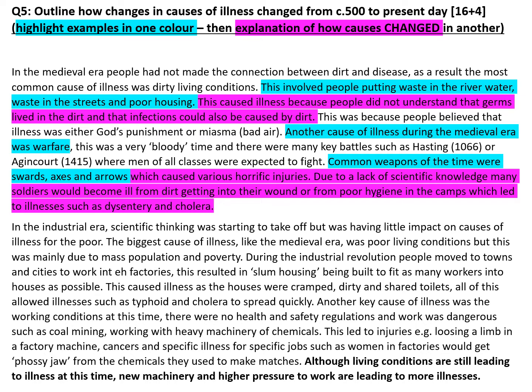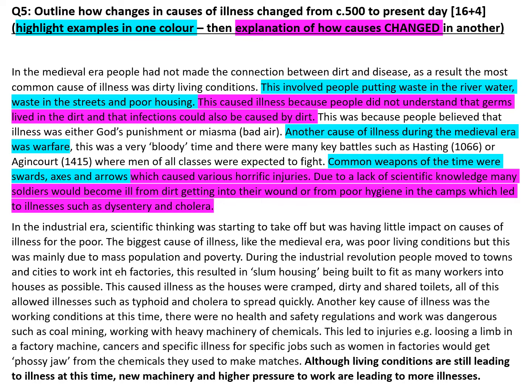Again, context, detailed facts. Common weapons of the time were swords, axes and arrows, which caused various horrific injuries. Due to the lack of scientific knowledge, many soldiers would become ill from dirt getting into their wound or from poor hygiene in the camps, which led to illnesses such as dysentery and cholera. So I've given 2 examples and I've explained how they caused illness. I can't talk about how illnesses have changed over time yet because it's the first time period.